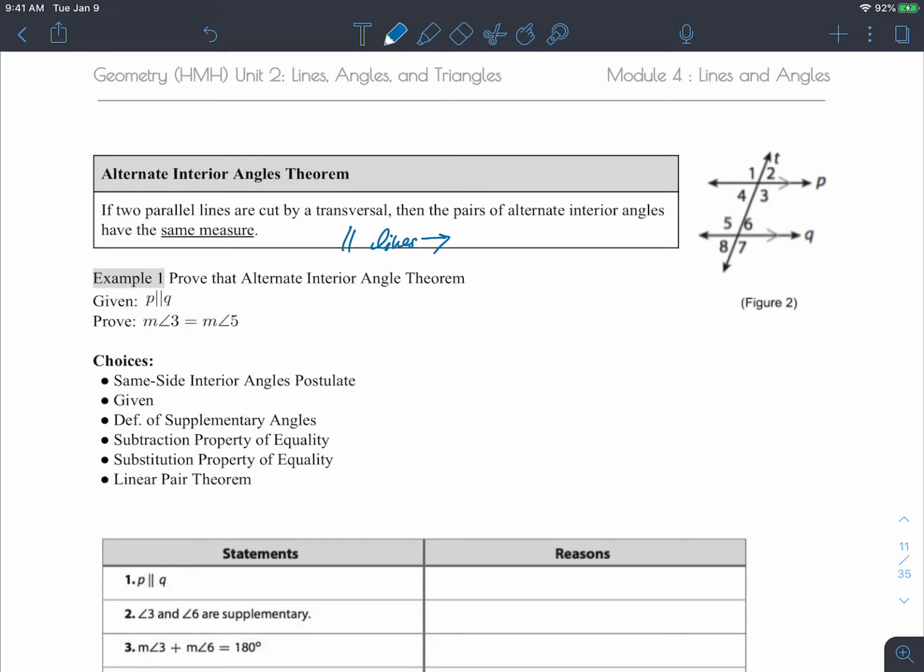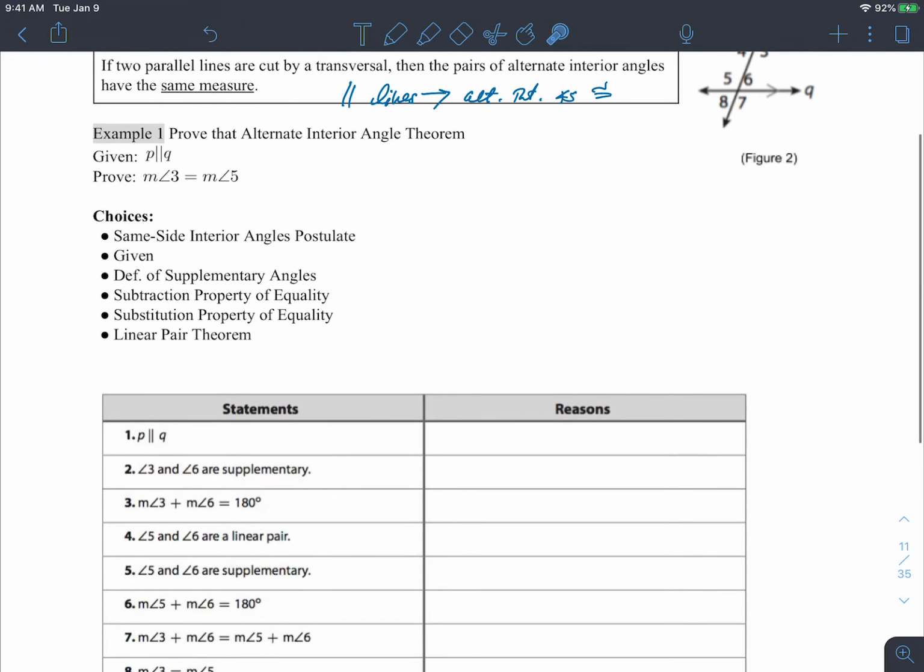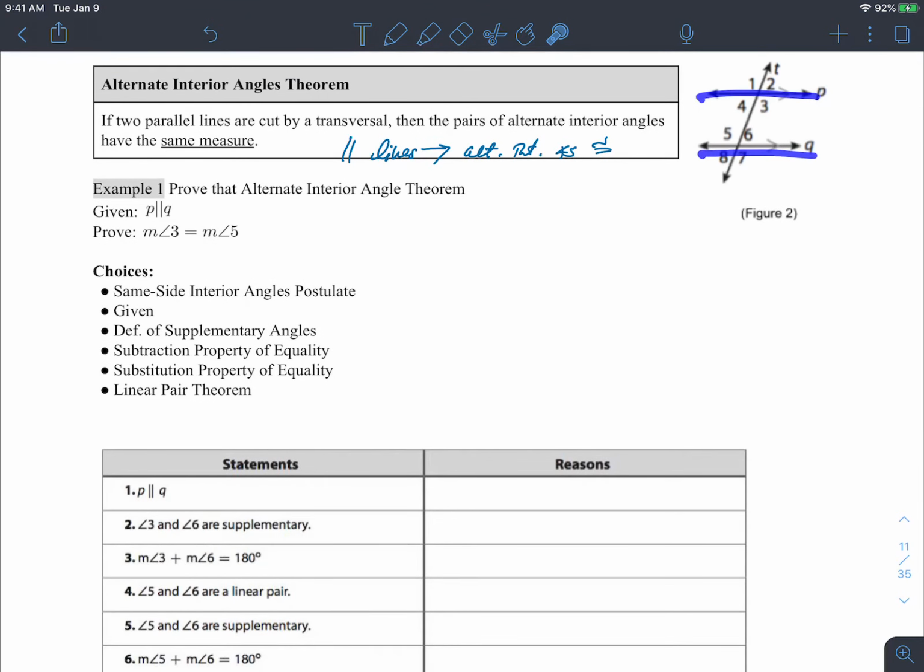Then the pair of the alternate interior angles are congruent, also have the same measure. So you could say alt interior angles congruent. Or simply stated as alternate interior angle theorem, right? So here it is, guys. We're given that P and Q are parallel. There you go. And now we're supposed to prove 3 and 5 are congruent.